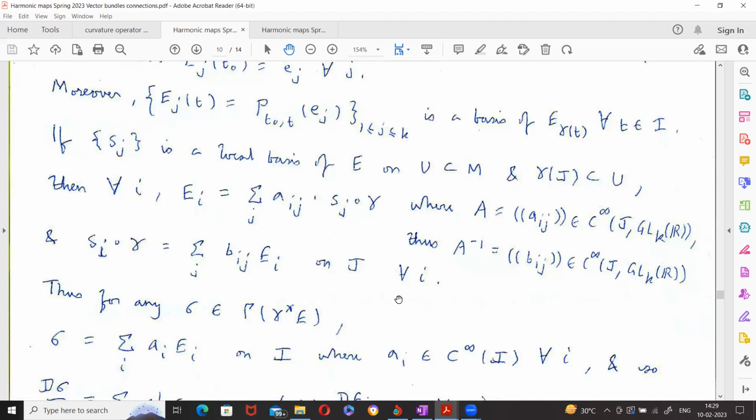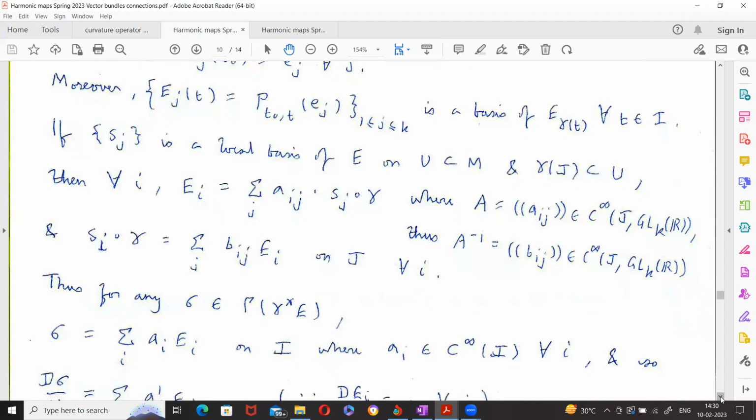Okay, so this was just to justify that the coefficients of any smooth section along gamma with respect to the basis of parallel sections will also be smooth functions. All right. The coefficients will be smooth.